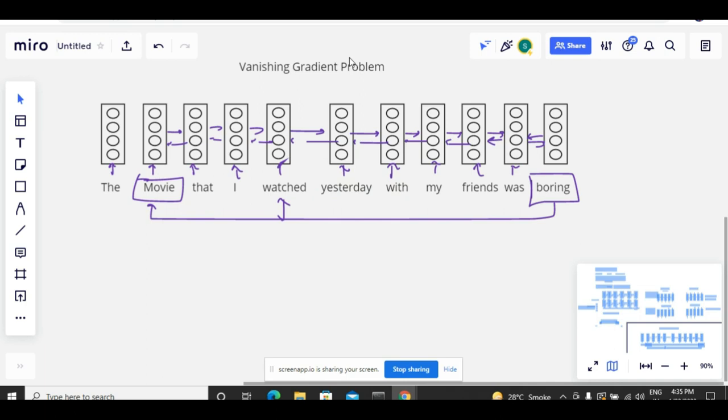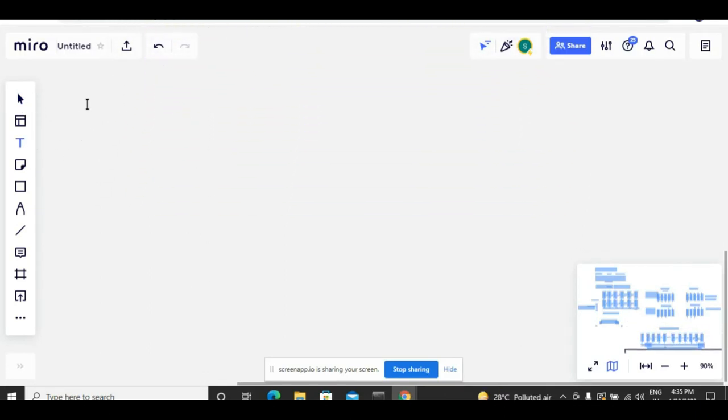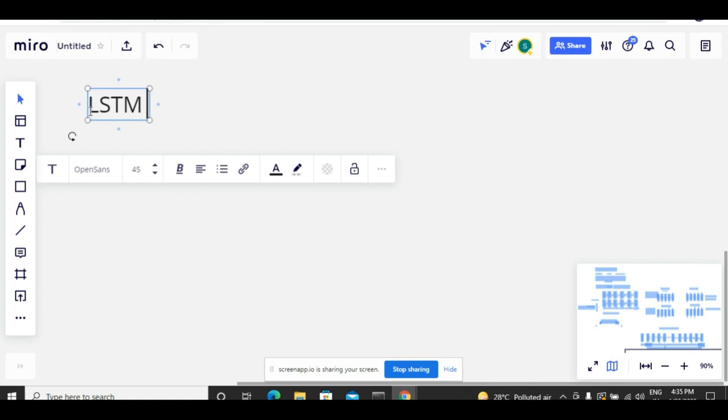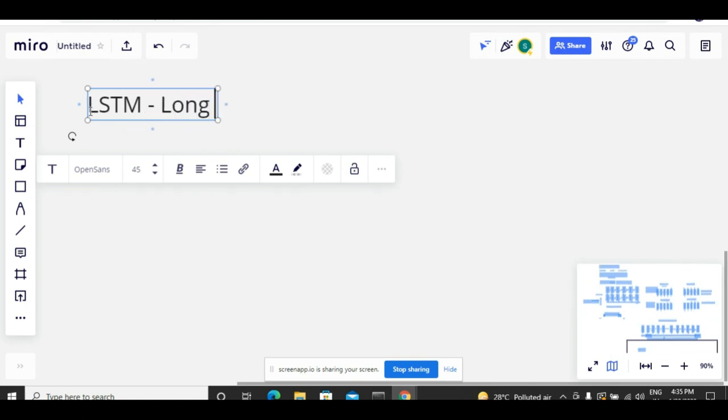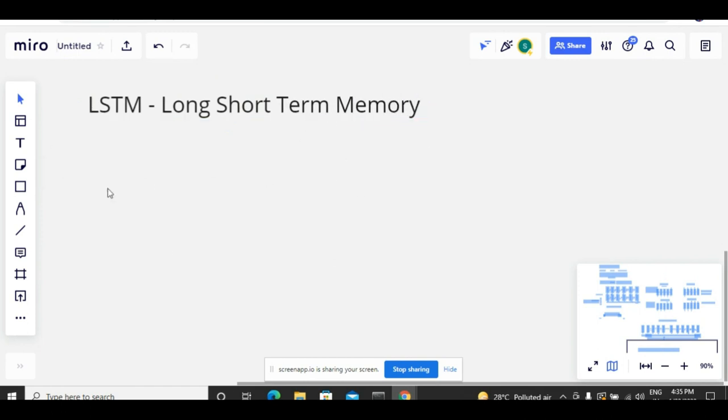In the last video, we understood that RNN faces the vanishing gradient problem, due to which it is not able to capture the dependency between two words which are very far away from each other, or you can say it is not able to capture the long-term dependencies. In order to solve this problem, we will use a different type of architecture, which is called LSTM. The full form of LSTM is long short term memory.